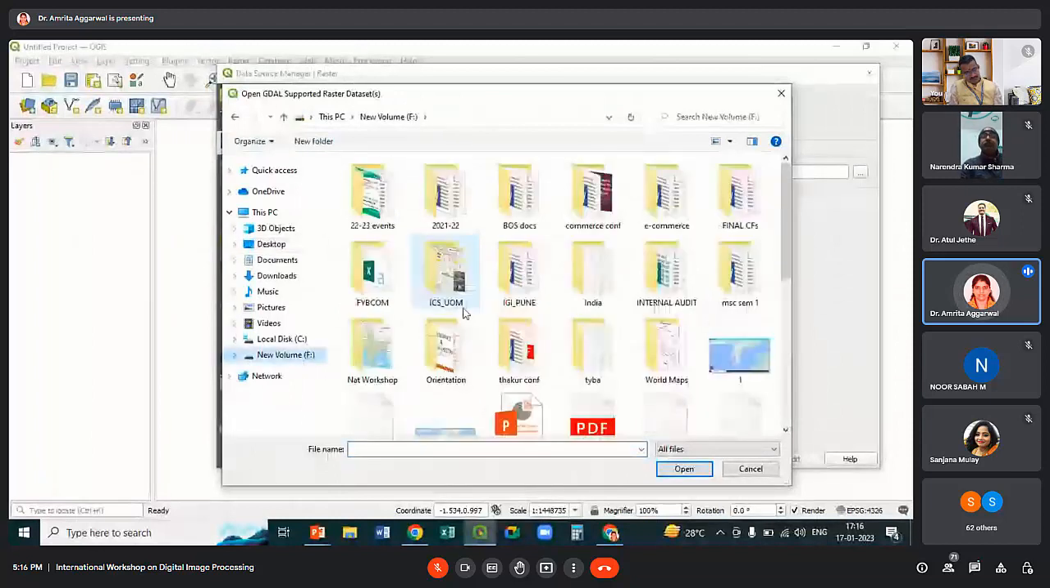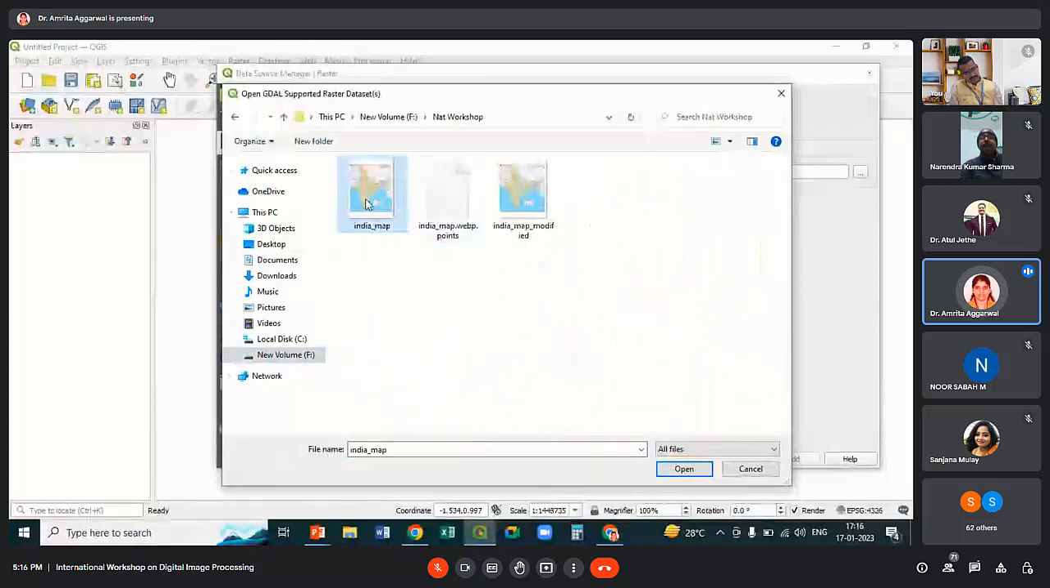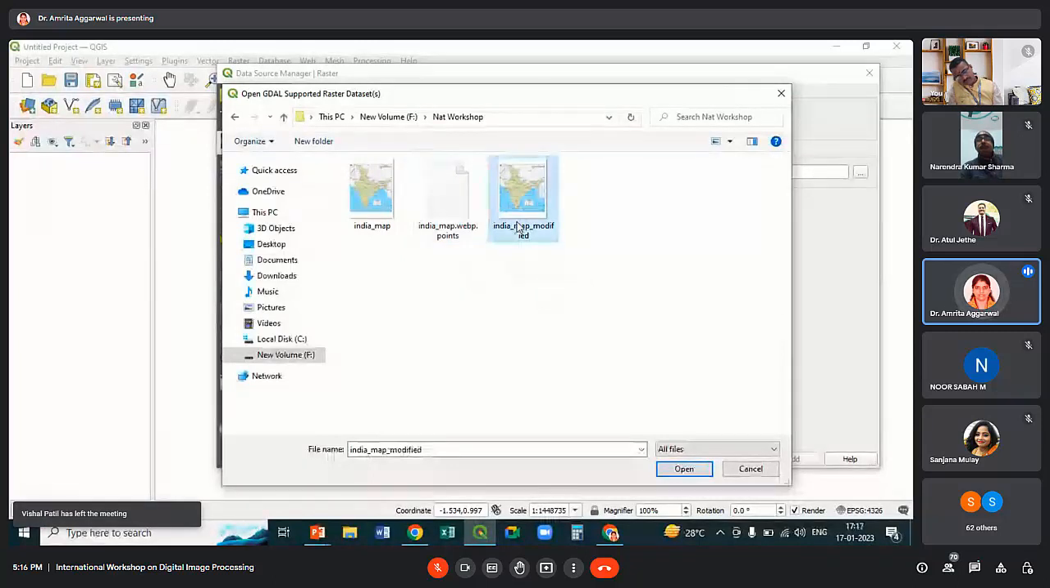Now you can see that there was just one file which I had saved earlier. Now there are two more files. The first that you see is points. Points means the four points that you plotted on the map and you gave the inputs of latitude and longitude. And the last one that you see is showing underscore modified. Now this underscore modified is the georeferenced file which you have to open. But I will open both. So first I have opened the non-georeference.